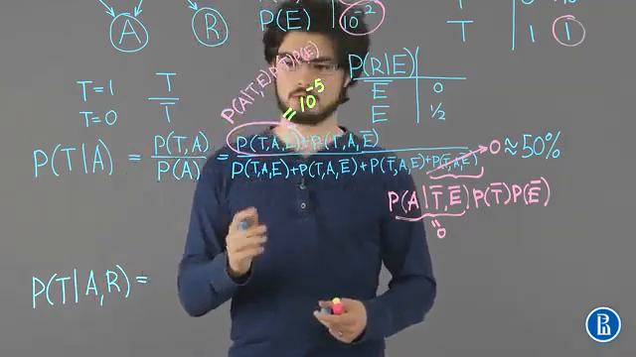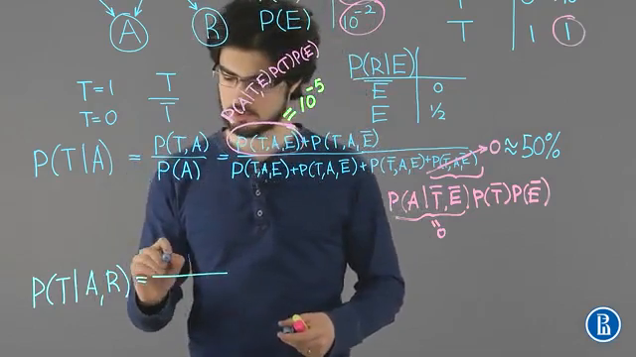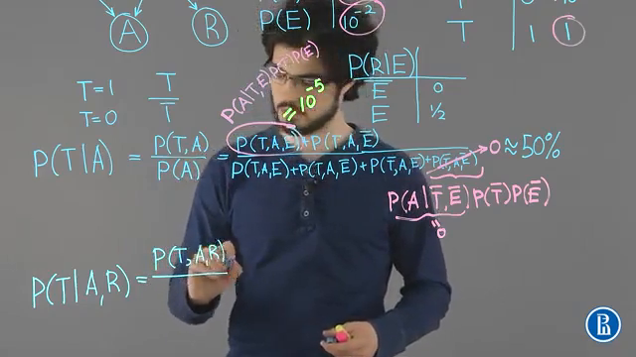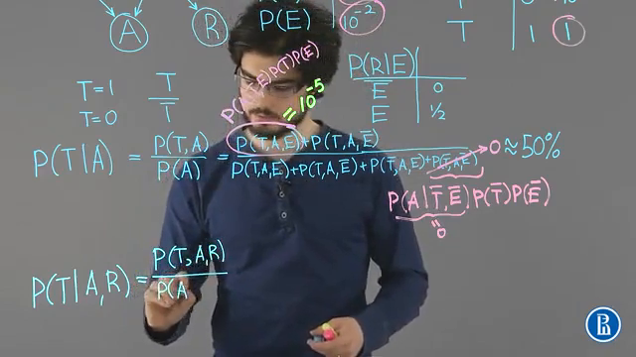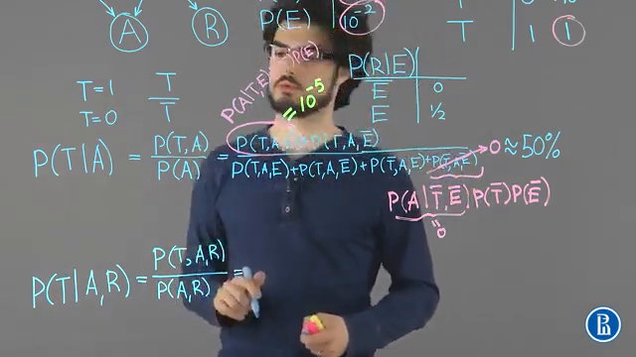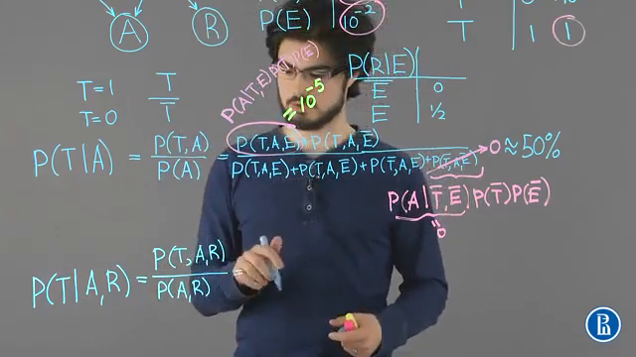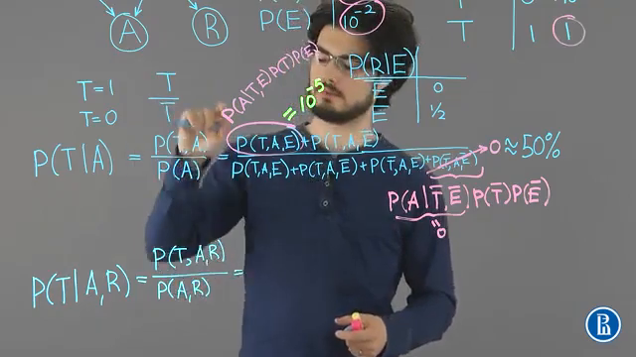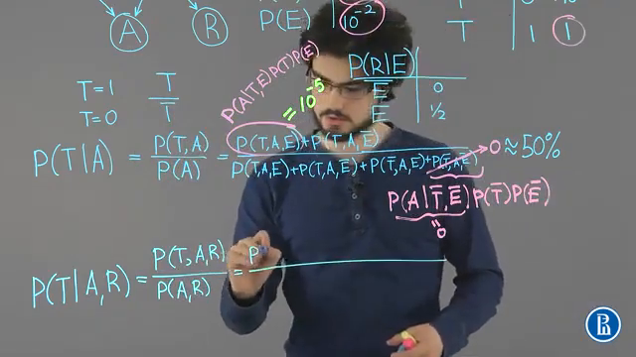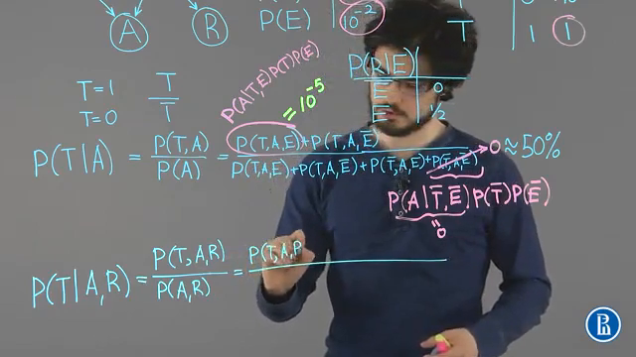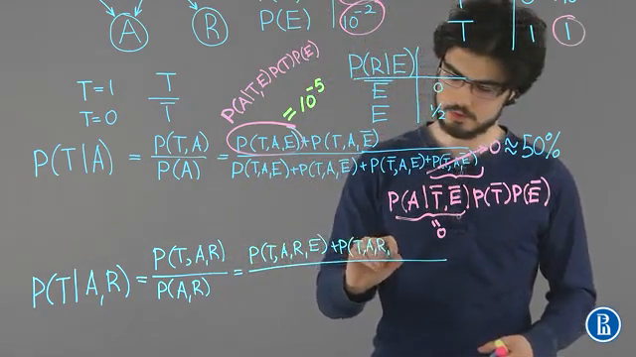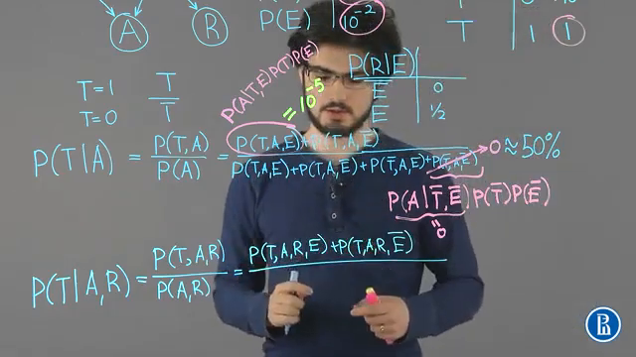Alright, so we can do this in a similar way. This would be the ratio between the joint probability of thief, alarm, and the radio report over the probability of alarm and the radio report. Let's add the missing variable to the numerator, which is earthquake, and the missing variables to the denominator, which are thief and earthquake. So we'll have something like this: probability of thief, alarm, radio report, and an earthquake, plus the probability of thief, alarm, radio report, and no earthquake. Alright, so this is a sum rule again.